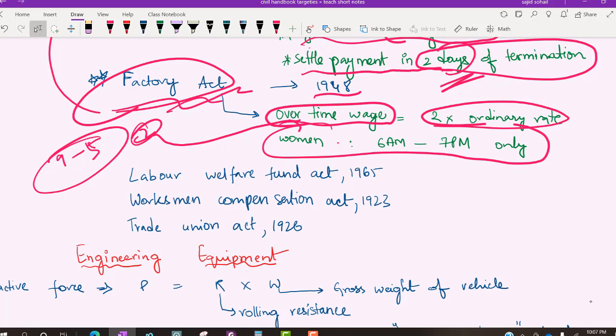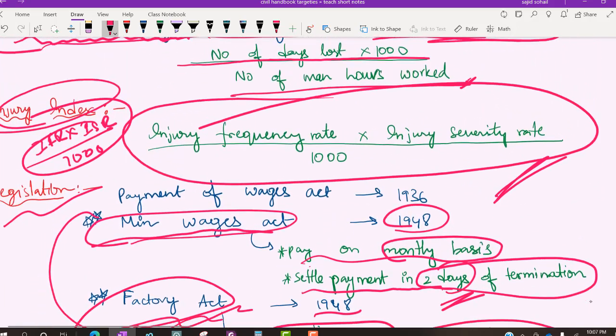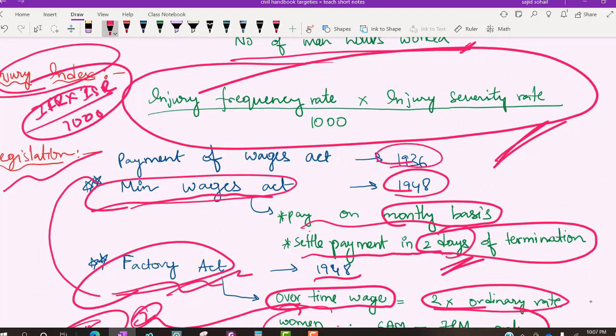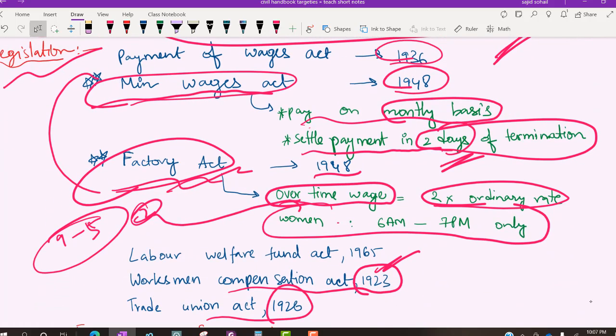And there are some more acts like Labor Welfare Fund Act, which came in 1965, Workmen Compensation Act 1923, Trade Union Act 1926, and there is one more, Payment of Wages Act 1936. Okay, ये 2-3 याद रख लेना काफी है. This one is important.